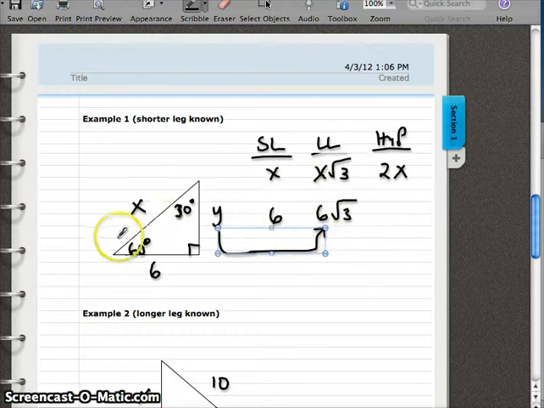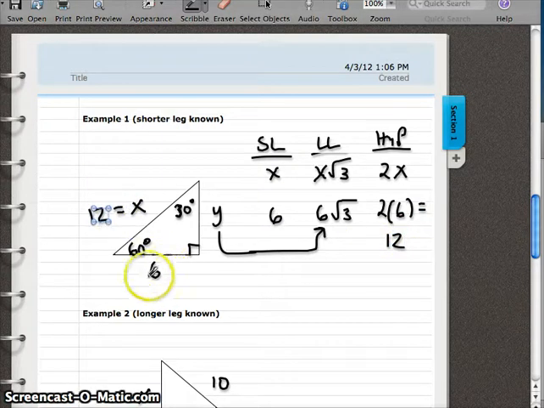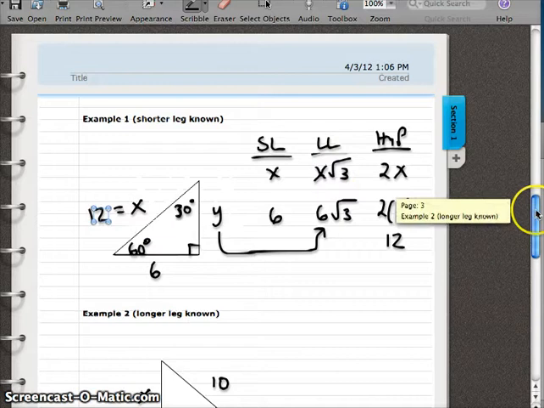And our hypotenuse, which is this length here, is going to be double the short leg. Well, the short leg is 6. So 2 times 6 is our hypotenuse value of 12. Alright, so our hypotenuse ended up being 12. It's double the short leg. If you take a quick look, the short leg is half of the hypotenuse.